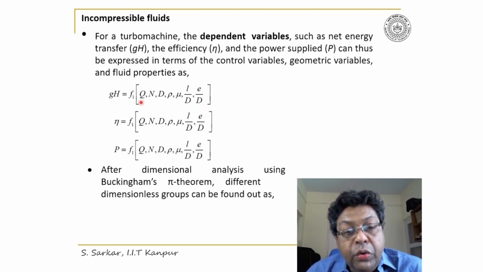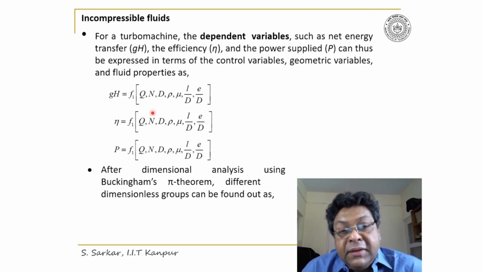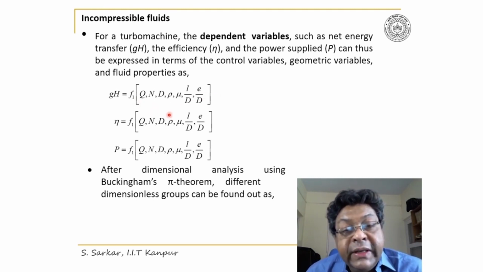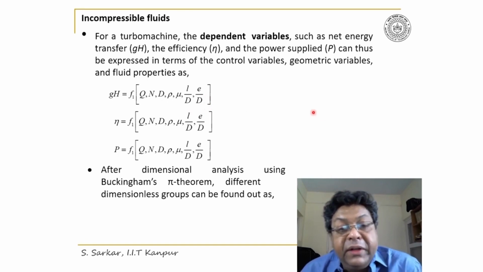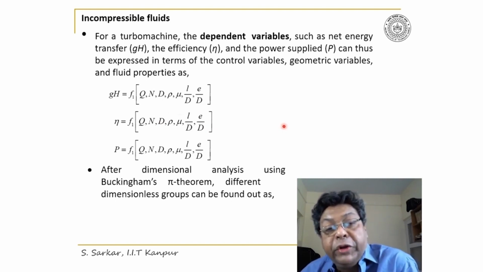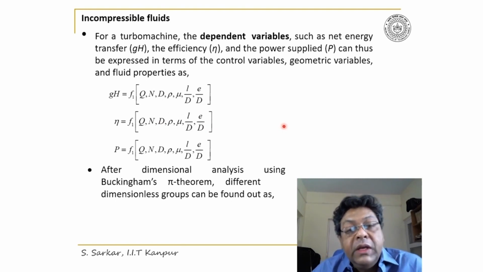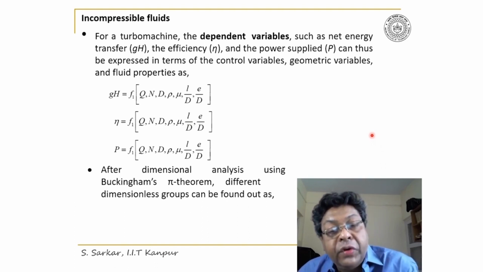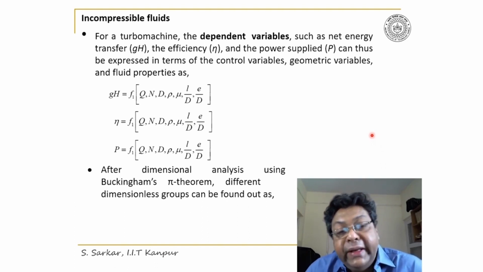So Q and N are the control variables, D, L by D, E by D are the geometric variables, and rho, mu are the fluid properties. Similarly, eta and P also can be expressed as a function of Q, N, D, rho, mu, L by D and E by D.